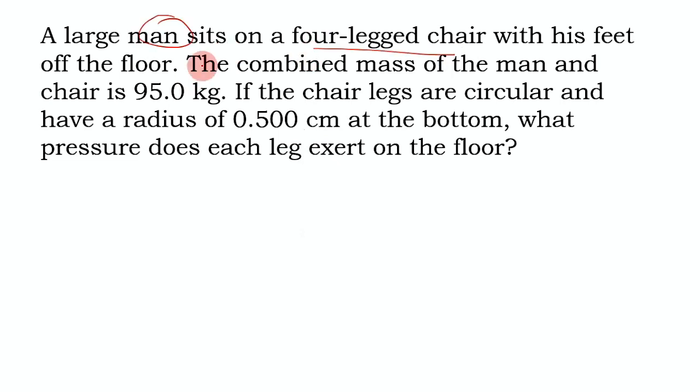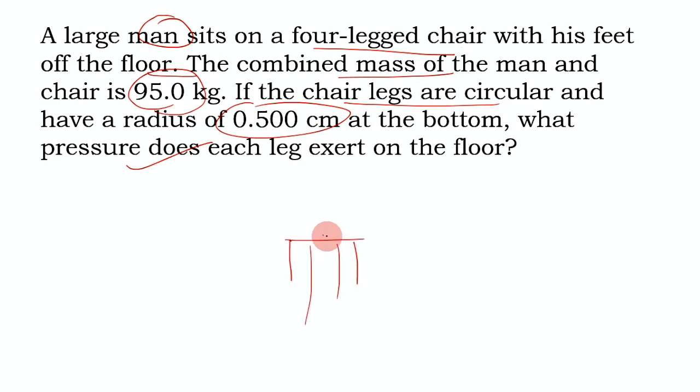Combined mass of the man and the chair is 95 kg. If the chair legs are circular and have a radius of this at the bottom, what pressure does each leg exert on the floor? Okay, so we know that the chair has four legs. So basically, we can say that the force applying downward is mg. Now the combined mass of the chair as well as our man is given as 95 kg. So we know the net force downward is 95 into 9.8 Newton.